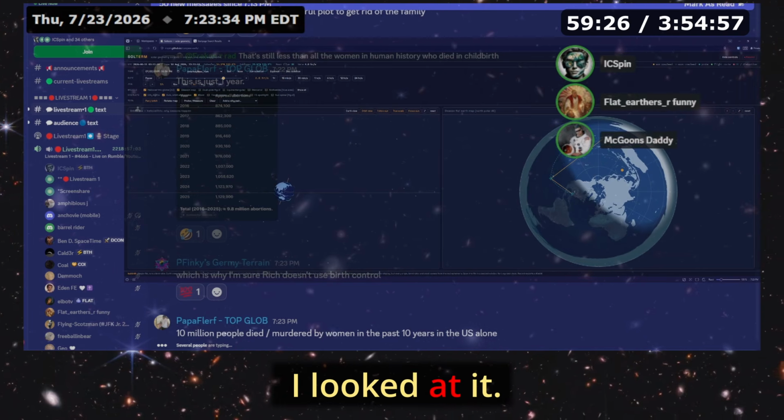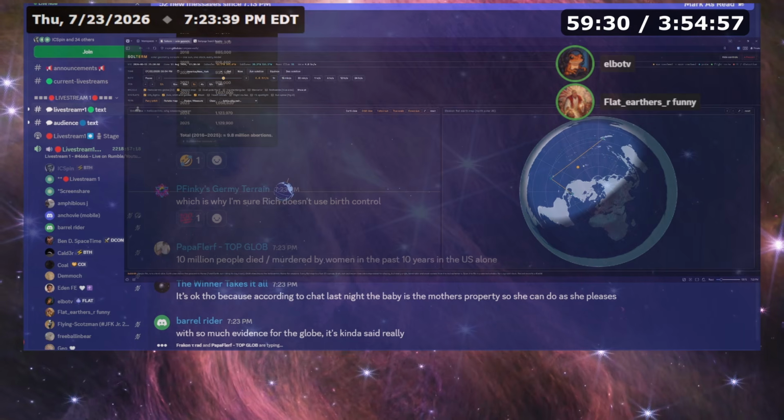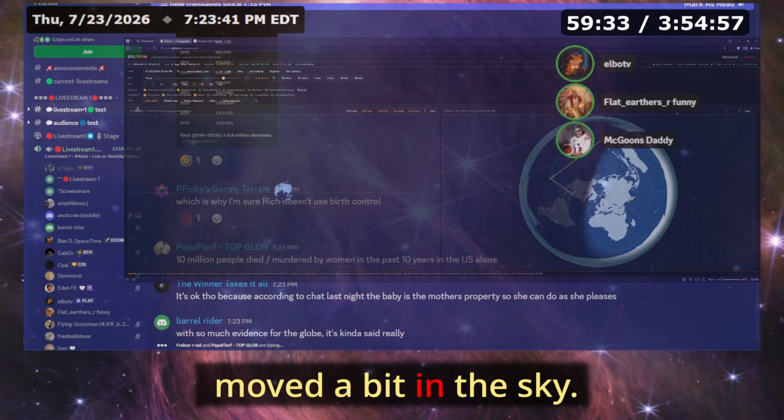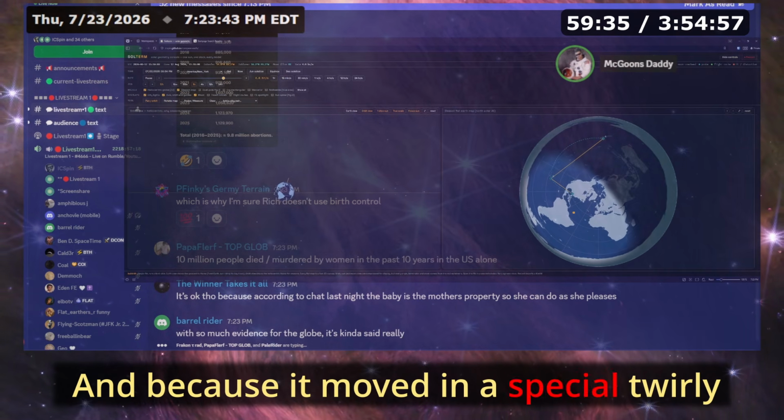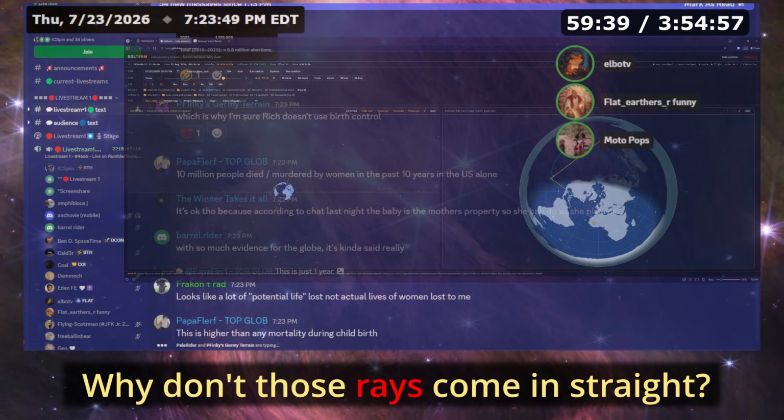Well, we've got radar. I looked at Venus and pointed radar at Mars, and then it kind of moved a bit in the sky. And because it moved in a special twirly direction in the sky, that's how I know it's 93 million miles away.